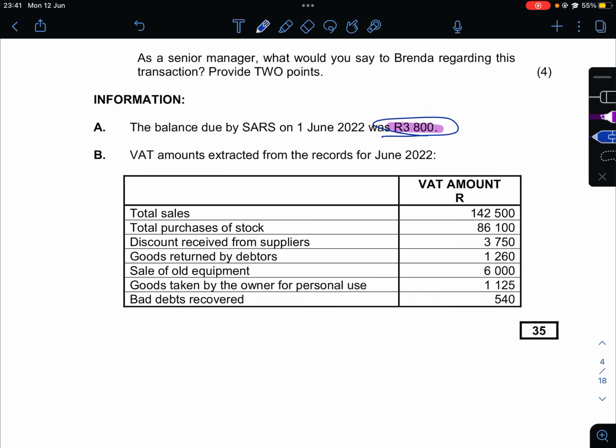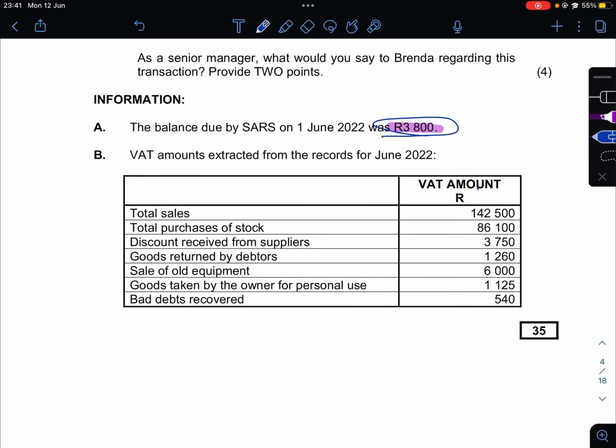And then it says information B, VAT amount extracted from the records of June 2022. So you really don't need to calculate anything here. You're given the VAT amounts. You just simply need to fill them into your T account. So these are sales. Now let's just identify what each and every amount is.